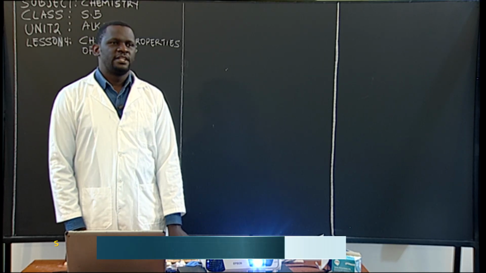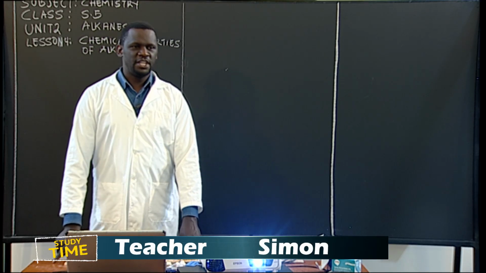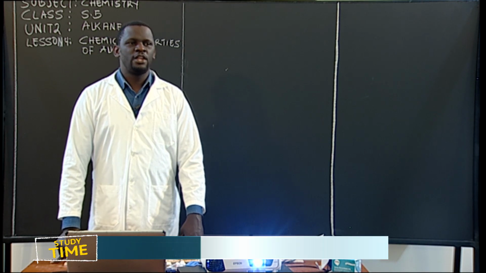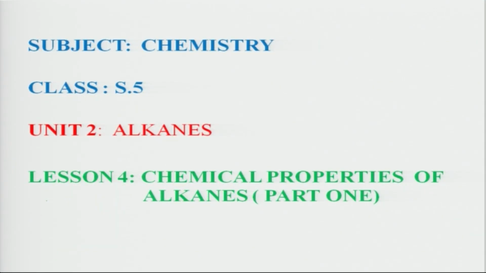Welcome. This is Mr. Simon, and we are here to change our world with chemistry. We are still talking about organic chemistry, and we are on Unit 2, that is alkanes. Today, we are going to be talking about the chemical properties of alkanes. Thank you for tuning in. Make sure your book and pen are ready, because today we are going to do some mechanisms.